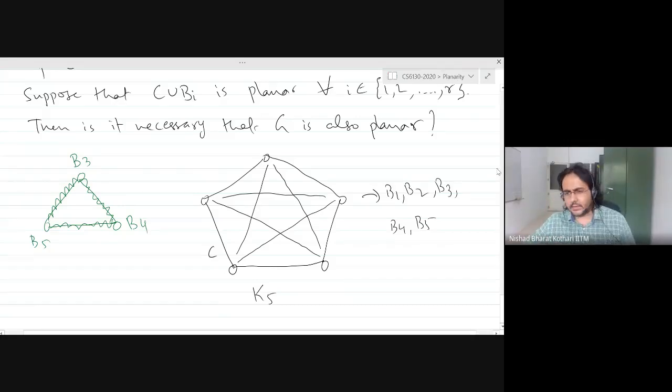Somebody has written in the text chat box. Okay, let me check. Okay, no, that's fine. How do you explain the non-planarity of K5 using the discussion we are just having?